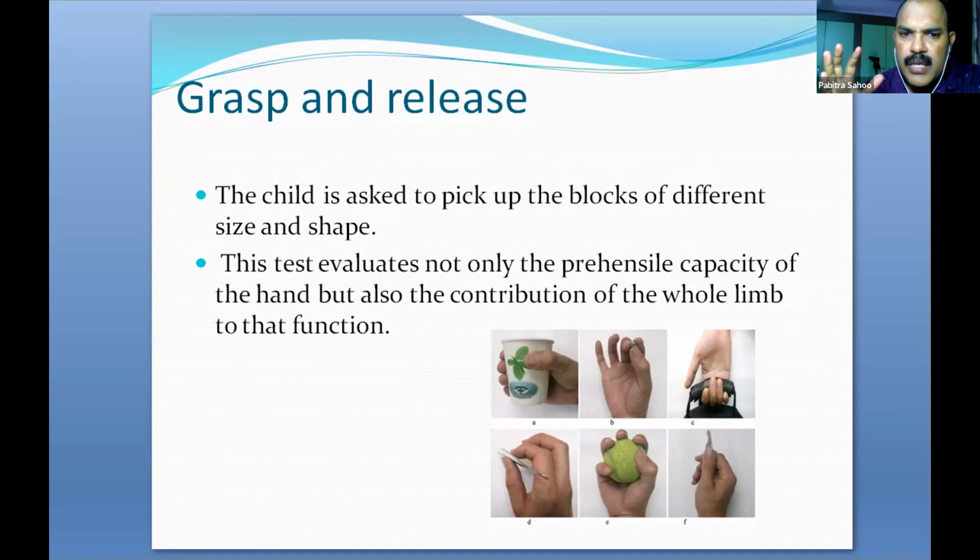So this test evaluates not only the prehensile capacity of the hand, but also the contribution of the whole limb to that function. How the forearm is behaving, how the elbow is behaving, how the shoulder is behaving for holding that grasp. Though the hand is only holding the grasp, as a whole, how the whole upper limb is behaving. Moreover, you can quantify these things by simply introducing a time factor. How much time the child is taking for holding a glass. So you can quantify for research purposes also. You can quantify it before surgery and after surgery. The simple method.